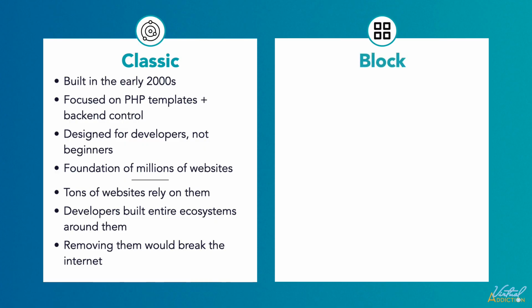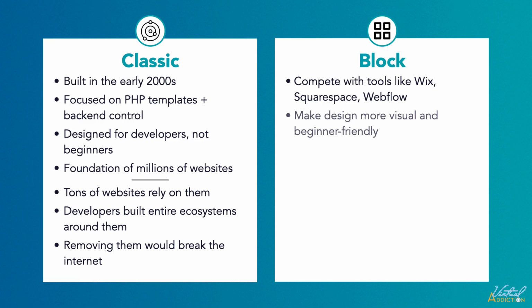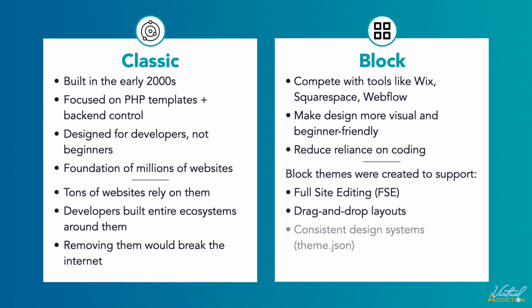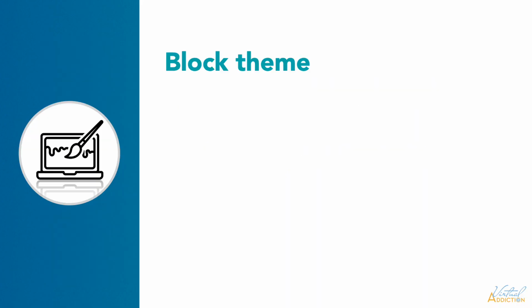Later, WordPress introduced the block editor, also known as Gutenberg. This was used to modernize the platform. This shift happened to compete with tools like Wix and Squarespace, to make designs more visually and beginner-friendly, and to reduce the need for coding. Block themes were created to support this new approach, enabling full-site editing, drag-and-drop layouts, and consistent design systems.